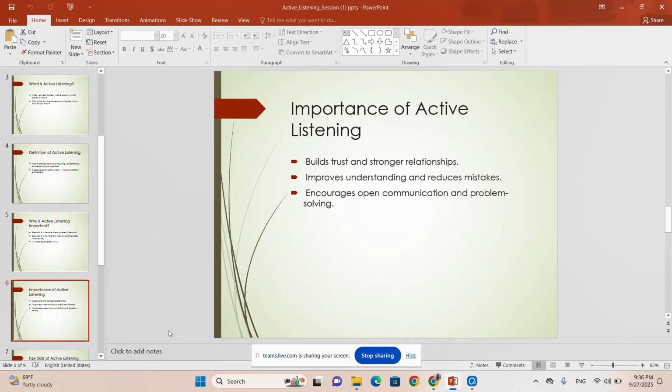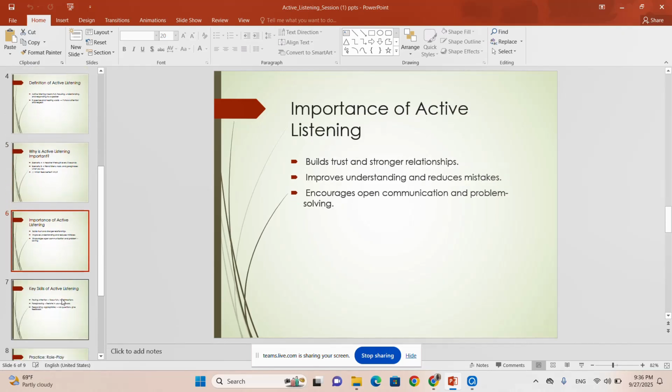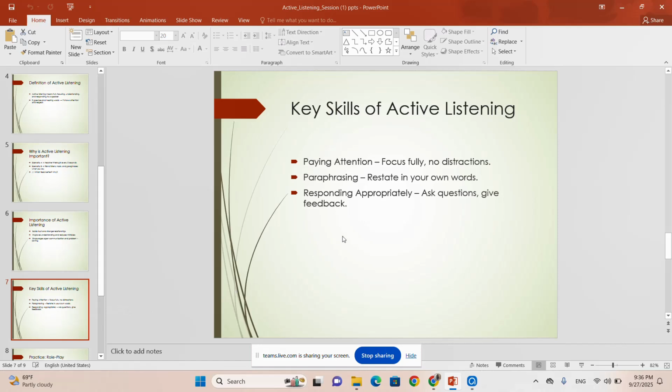Active listening has three main skills. Number one, paying attention, where you give full focus without distraction. Number two is paraphrasing. You restate what the speaker said in your own words. Then lastly is responding appropriately, asking questions or giving supportive feedback.